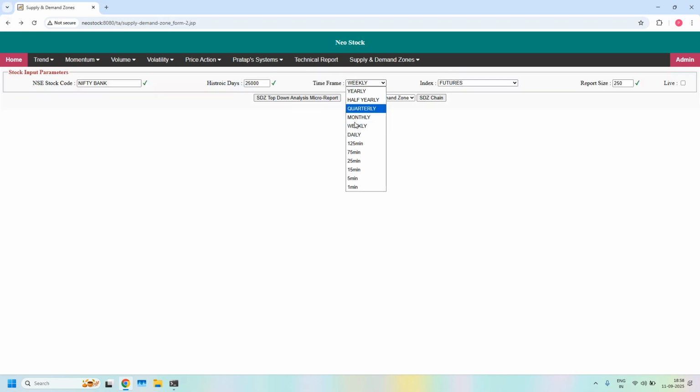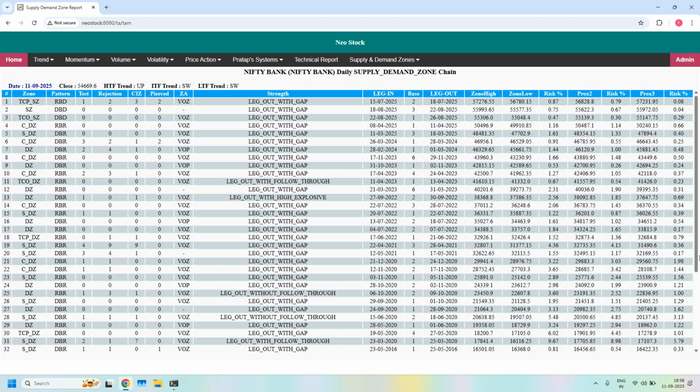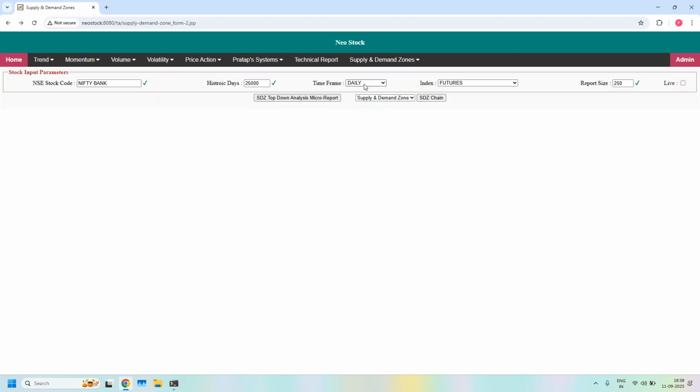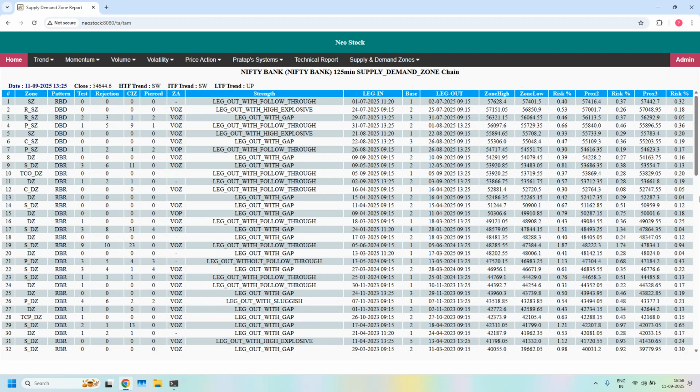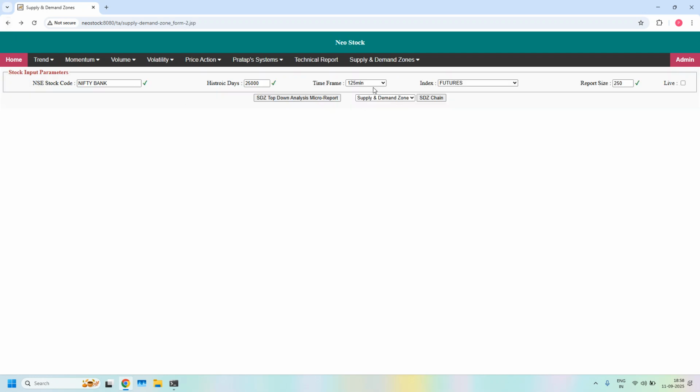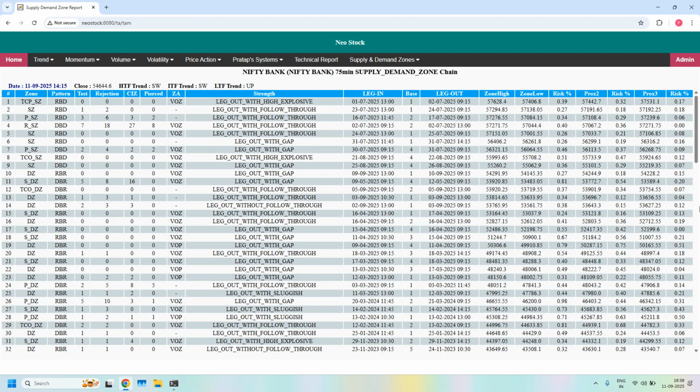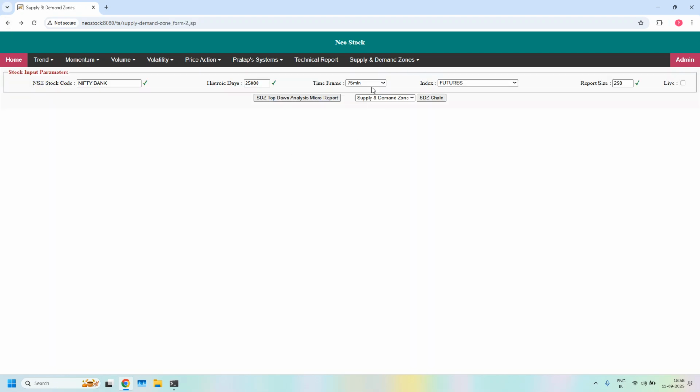Next, generating a daily supply demand zone chain for Bank Nifty. Next, generating 125 minute supply demand zone chain for Bank Nifty. Next, generating 75 minutes supply demand zone chain for Bank Nifty. Next, generating 25 minutes supply demand zone chain for Bank Nifty.